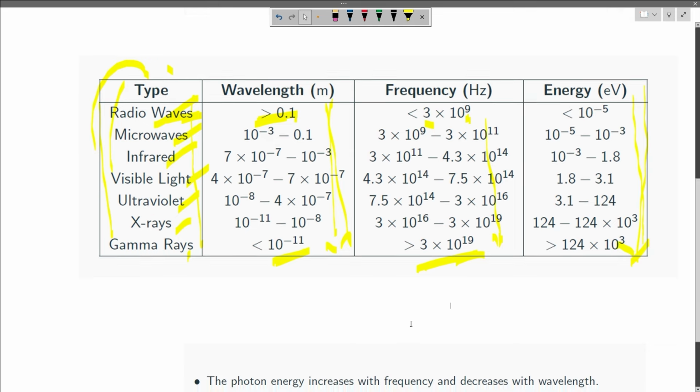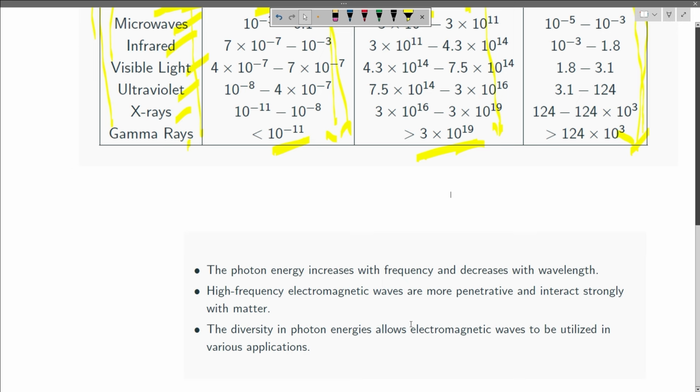In this pattern we see that the photon energy increases with frequency and decreases with wavelength, and also that higher frequency electromagnetic waves are more penetrative and interact strongly with matter. This diversity in photon energies allows electromagnetic waves to be utilized in various applications.